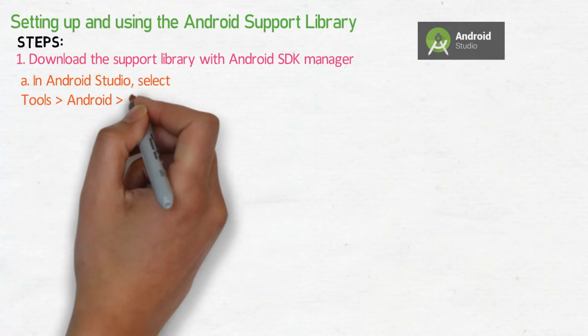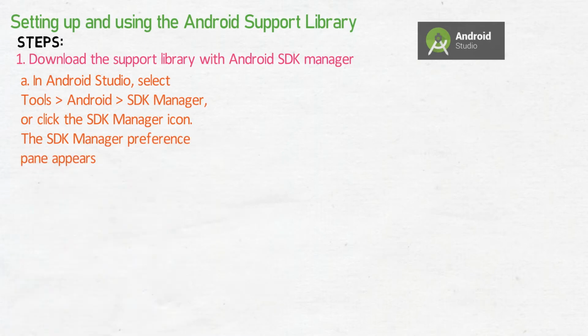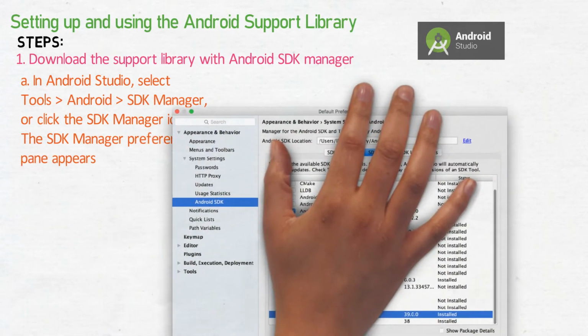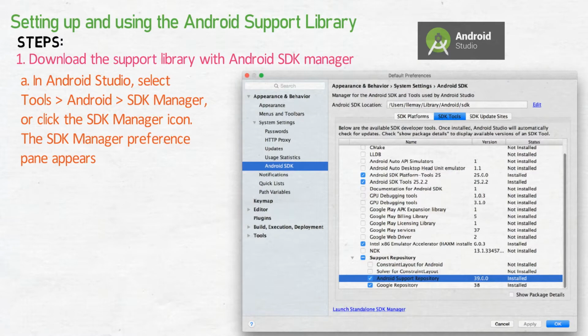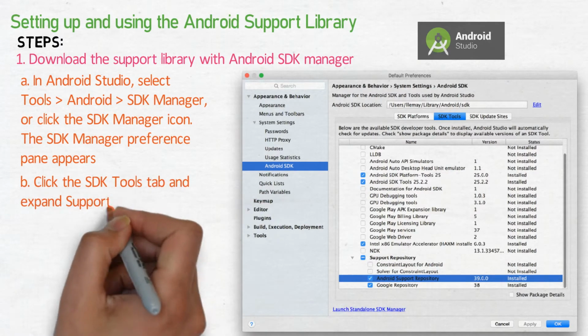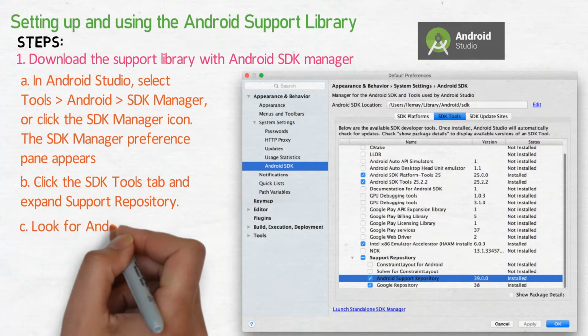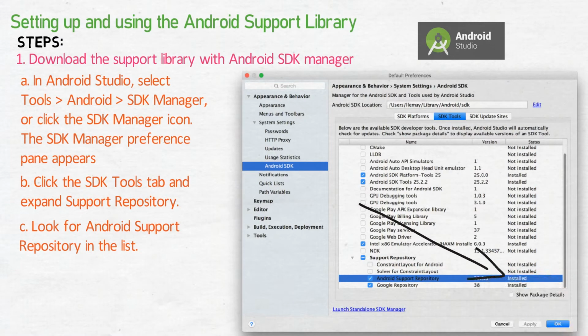First, in Android Studio, select Tools, Android, SDK Manager, or click the SDK Manager icon. The SDK Manager preference pane appears. Second, click the SDK Tools tab and expand Support Repository. Third, look for Android Support Repository in the list. If Installed appears in the status column, you are all set.